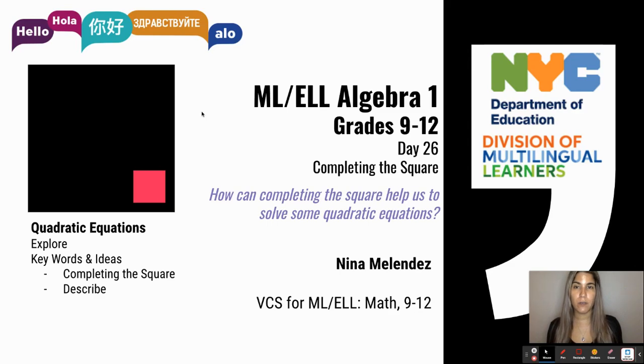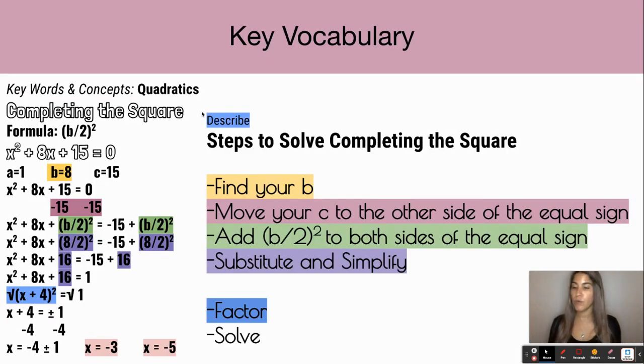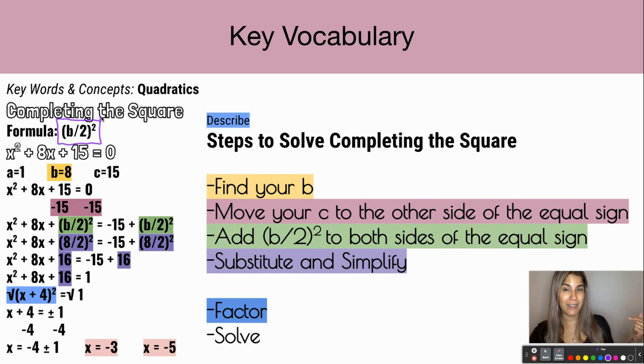So we are going to start by looking at our key vocabulary. For completing the square, it is important to keep in mind my formula, b divided by 2, squared. And keep in mind the steps to completing the square. It says find your b. Your b is going to be the coefficient. The coefficient is the number next to the variable, the coefficient next to your x. You have x squared plus 8x plus 15. So my b would be 8.